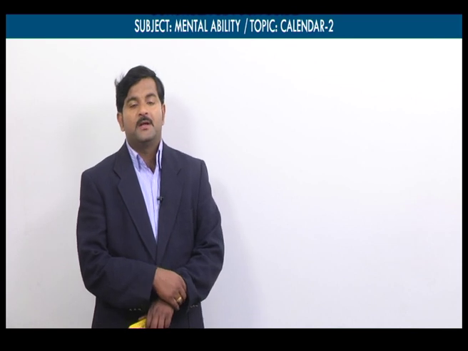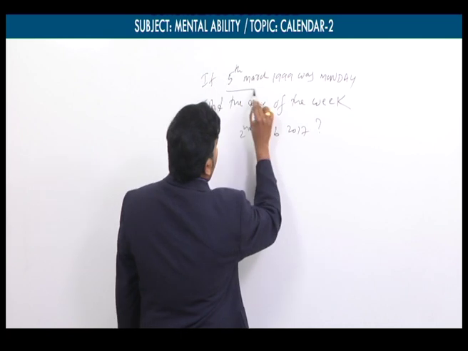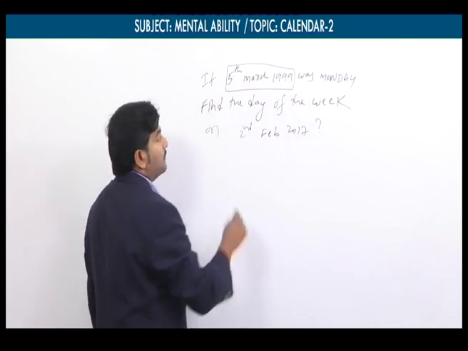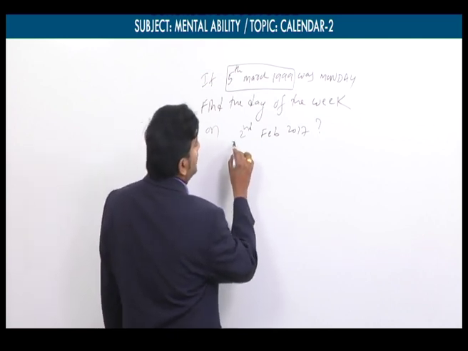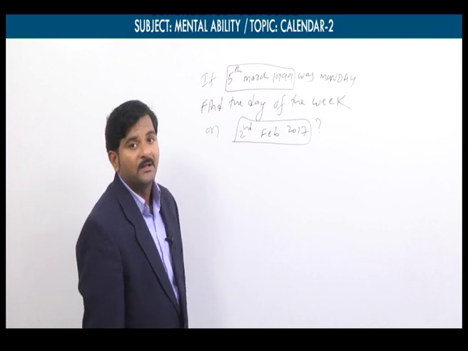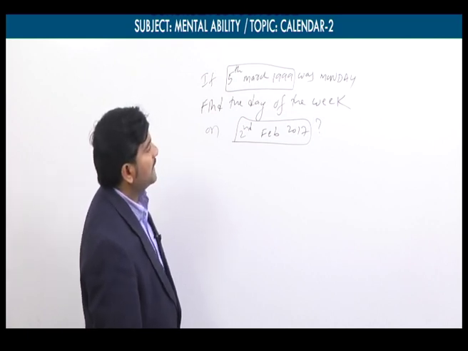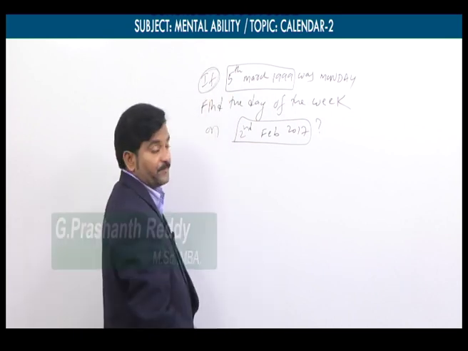Now we'll focus on remaining types of calendar. If 5th March 2009 was Monday, then find the day of the week on 2nd February 2017. Just have a look here once, everybody. If there is a condition, what does it mean?